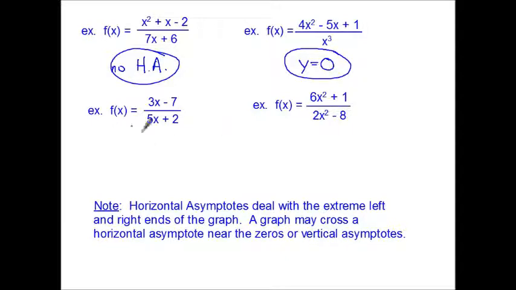Third one, hey, these guys match. Degree 1, degree 1. This is kind of the weird one. You've got to do y equals the ratio of the lead coefficients. The lead coefficient is the coefficient of the highest power of x that you have. In this case, I've got a 3 and a 5, so 3 on the top, 5 on the bottom, y equals 3/5.